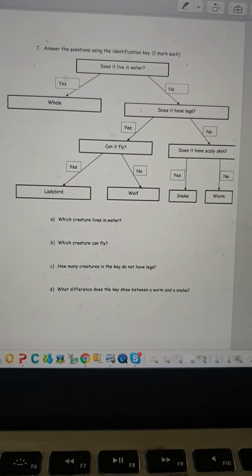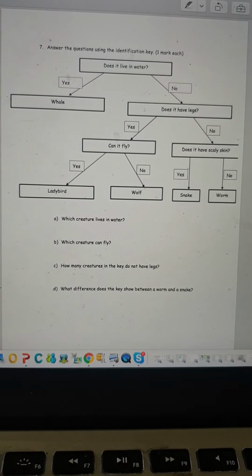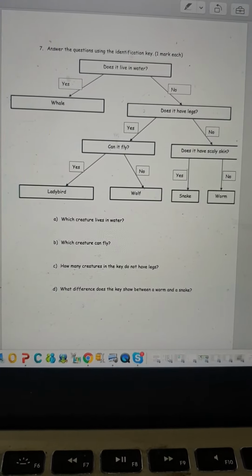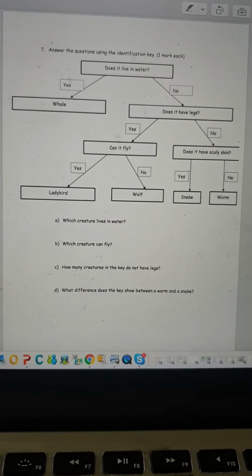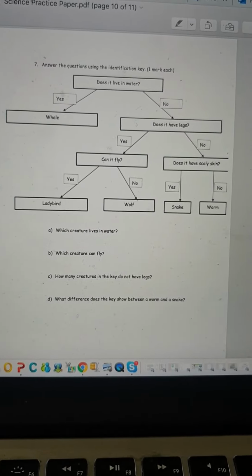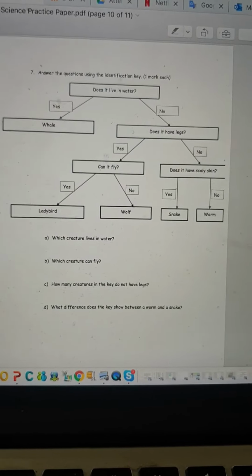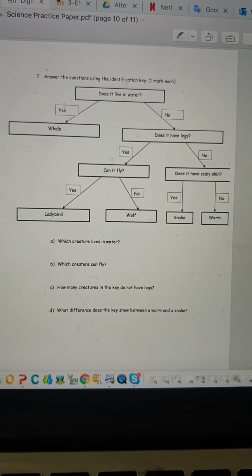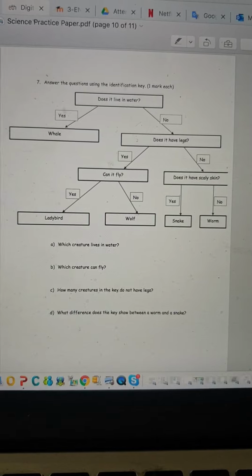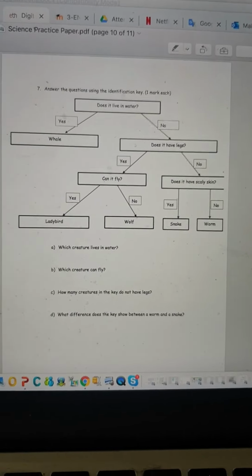So the questions then are, question 7a is, which creature lives in water? So you need to look at the questions and to answer that one. Part B, which creature can fly? Part C, how many creatures in the key do not have legs? Part D, what difference does the key show between a worm and a snake? Okay.